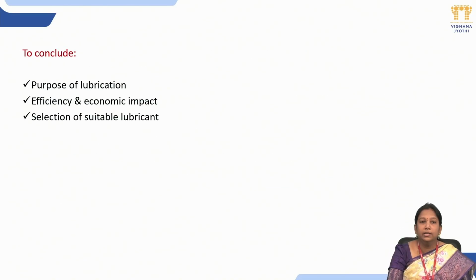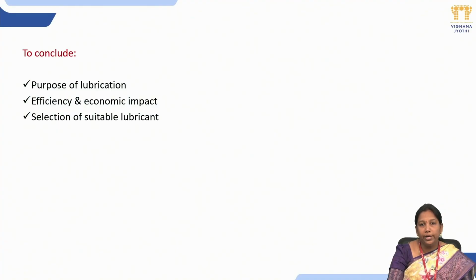So to conclude this topic, what is the main purpose of lubrication? From the quoted examples we have seen, lubrication is very much important to increase the lifespan of the machinery. And then from the functions that lubricant is giving, we can understand it will increase the efficiency of the engine, and also it reduces the running cost of the machine. So it will have a good impact on economy also.